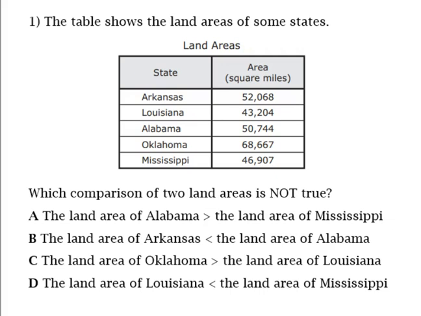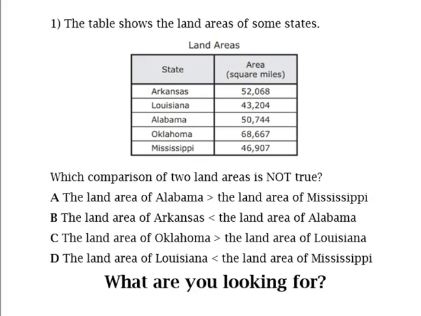Which comparison of two land areas is not true? A, the land area of Alabama is greater than the land area of Mississippi. B, the land area of Arkansas is less than the land area of Alabama. C, the land area of Oklahoma is greater than the land area of Louisiana. D, the land area of Louisiana is less than the land area of Mississippi.